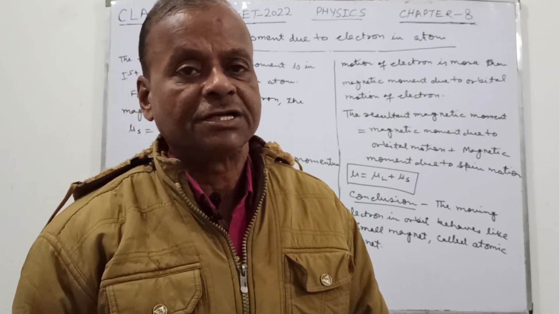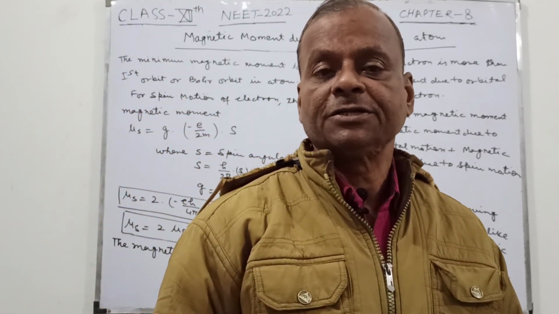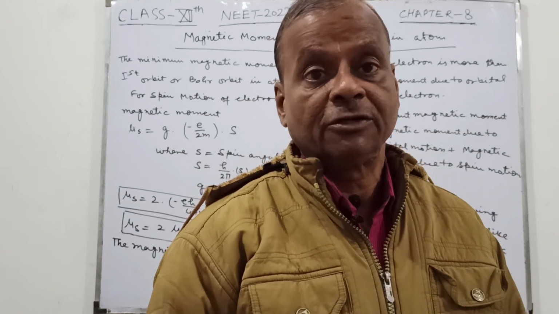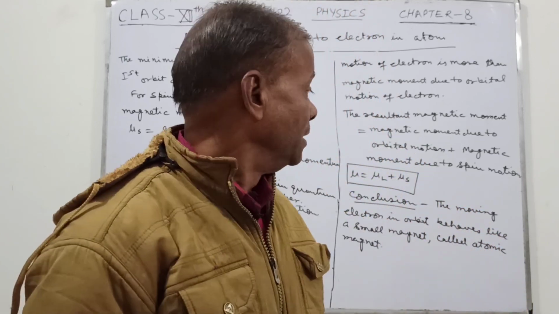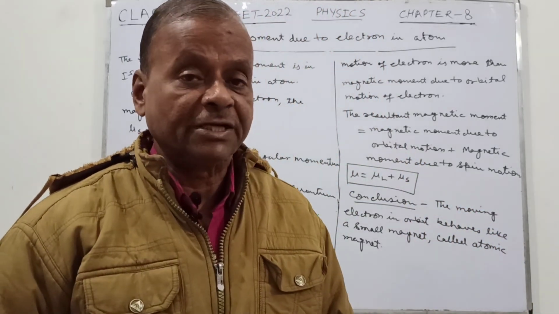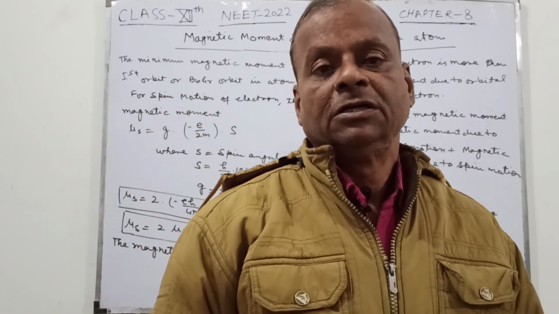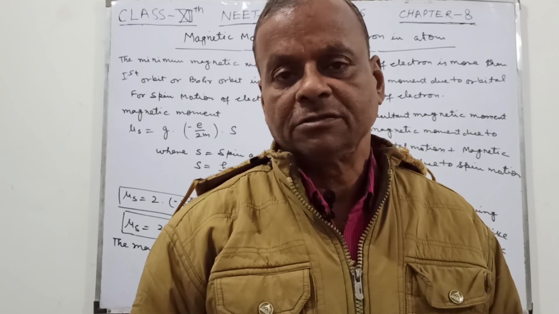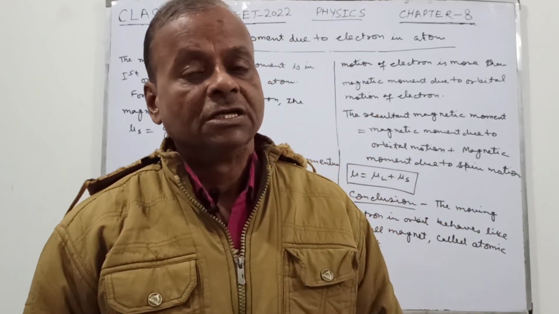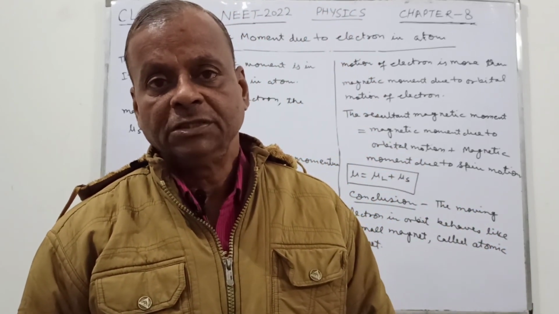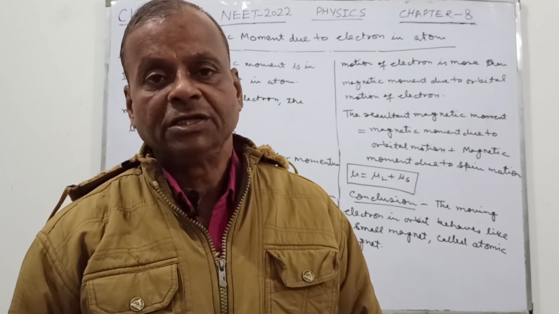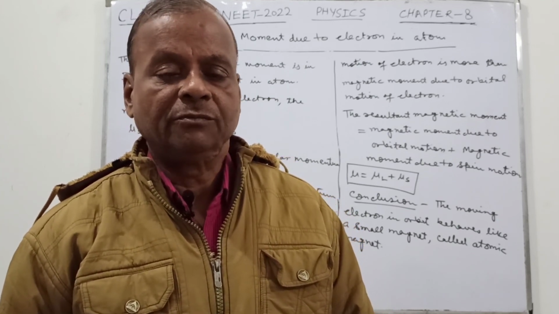I will discuss in the case of diamagnetism, paramagnetism and ferromagnetism what happens when they are subjected to a magnetic field, whether they get magnetized or not. So this is about the magnetic moment of the electron moving in the orbit of an atom.